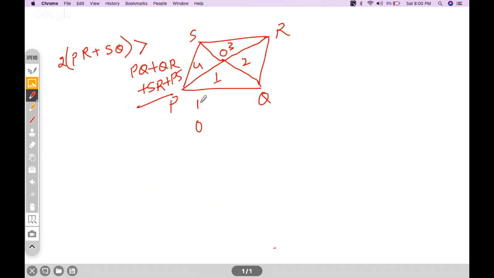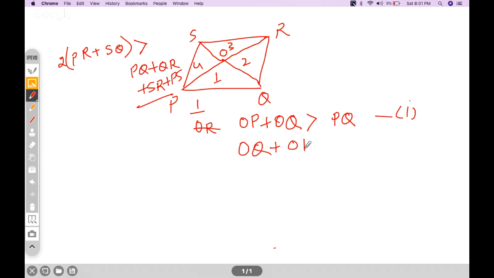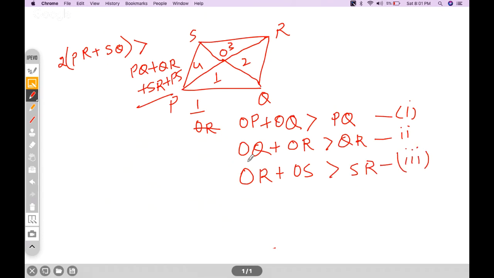In triangle 1, OP plus OQ is greater than PQ. This is the first equation. In triangle 2, OQ plus OR is greater than QR. This is 2. In triangle 3, OR plus OS is greater than SR. This is the third equation. And in triangle 4, OS plus OP is greater than PS.